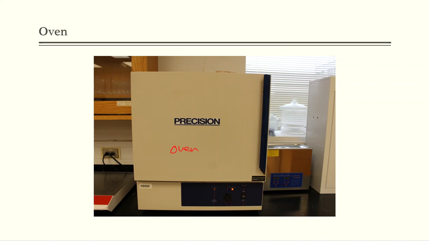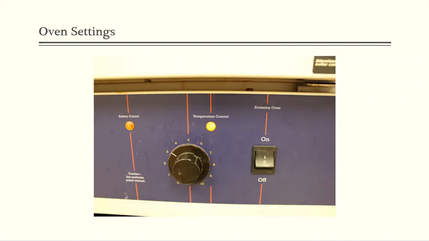So this oven we use to dry our glassware when we clean it, and we also use it to dry products and to dry reagents before we use them in a laboratory if needed. So the on-off button is going to be down here at the very bottom. Here's a closer picture of those controls.